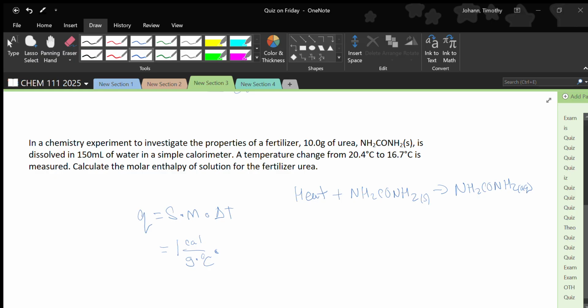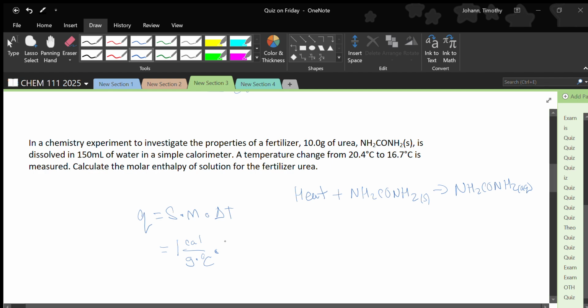You okay with me not doing the conversion? Anybody want the conversion? Just nod. Okay. So 150 grams of water. Grams cancel with grams. And then my change in temperature is 20.4 minus 16.7. I'm not doing that in my head. Anybody better at doing math in their head? Is it 3.7? Okay. 3.7 degrees Celsius. Celsius cancels with Celsius. I'm going to be left with calories. That's great.